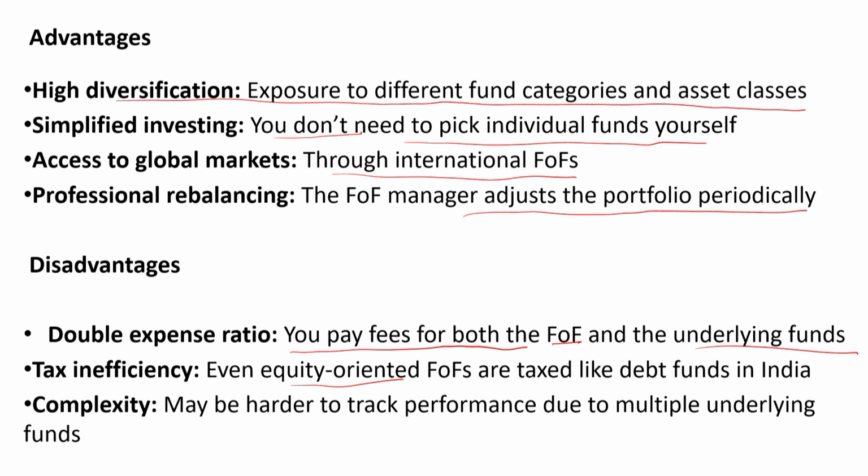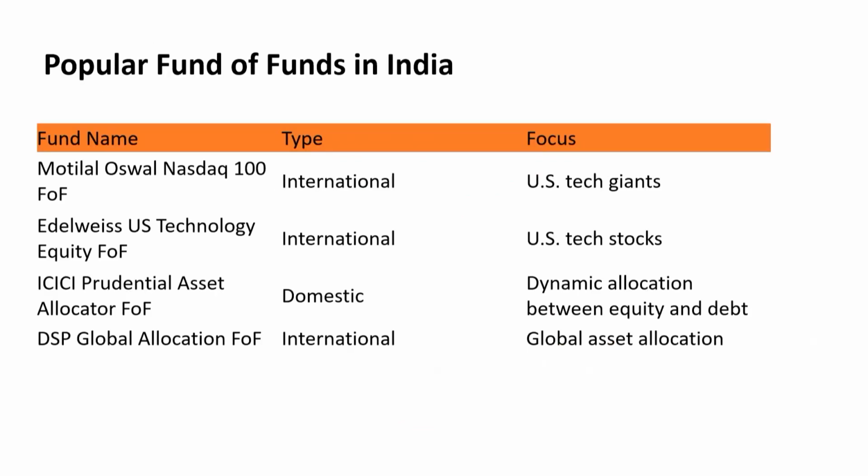Complexities are also involved here, so it may be harder to track the performance due to the multiple underlying funds in case of the FOF funds. Now the popular FOF funds in India, as we can see in this particular slide, include the Motilal Oswal Nasdaq 100 fund, whose type is international. Then there are some other funds that are domestic, such as the ICICI Prudential Asset Allocator FOF fund.